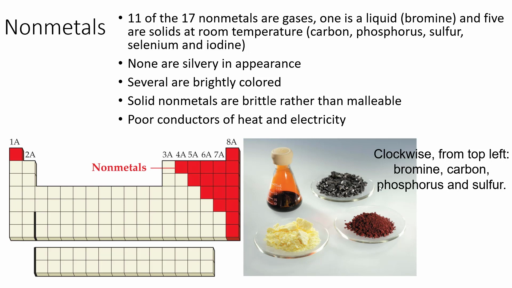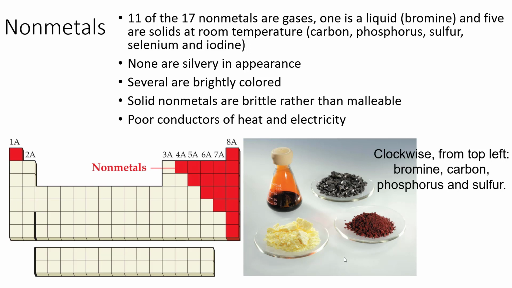So 11 of these 17 nonmetals are gases. One is a liquid, such as bromine. So we can see bromine here is a liquid. And 5 of these are solids at room temperature. So we can see carbon, phosphorus, and sulfur are all solids. Even though those are solids, they're not metals.